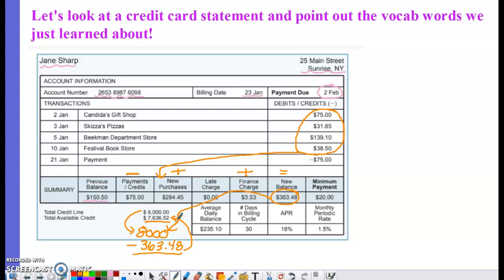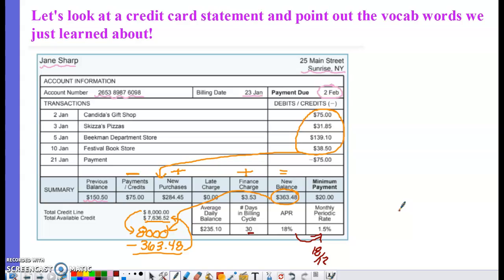Down on the bottom here, they have your average daily balance, which we've talked about before, the number of days in your billing cycle, which is 30, the annual percentage rate, which is 18, and then the monthly periodic rate, which is just taking this annual percentage rate and dividing by 12 to get to the monthly one. So those are all the little bits and pieces that are on a credit card statement, and you would have to be able to pull out information from a credit card statement, maybe on the homework or on a quiz or test. It's important to understand what everything means on there so that when you yourself have a credit card someday, when you get these in the mail, you'll understand what you're looking at.